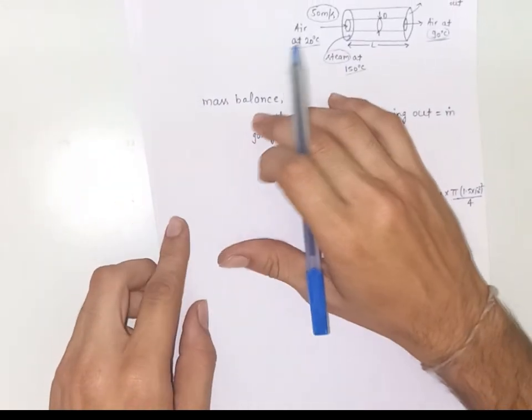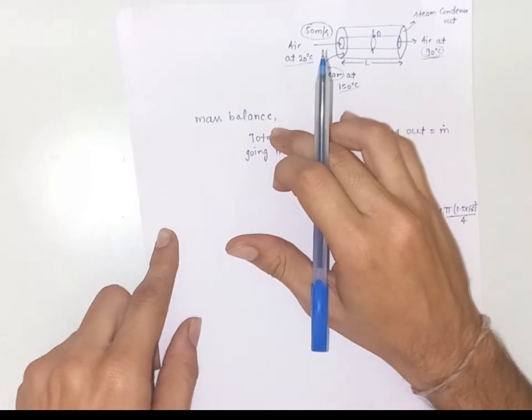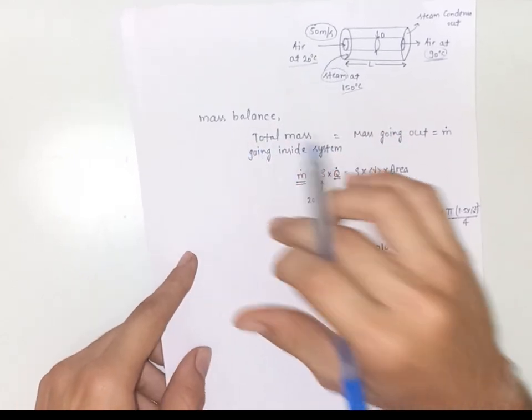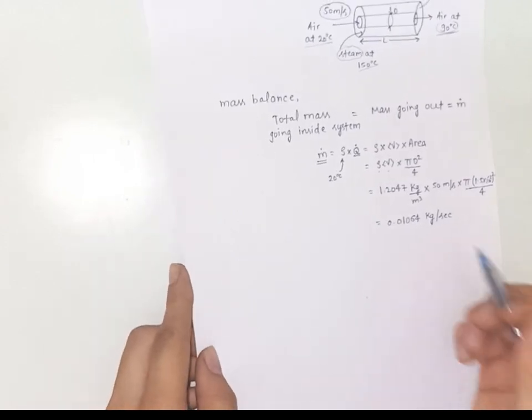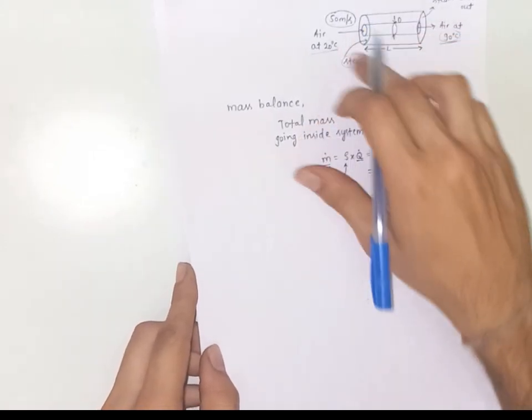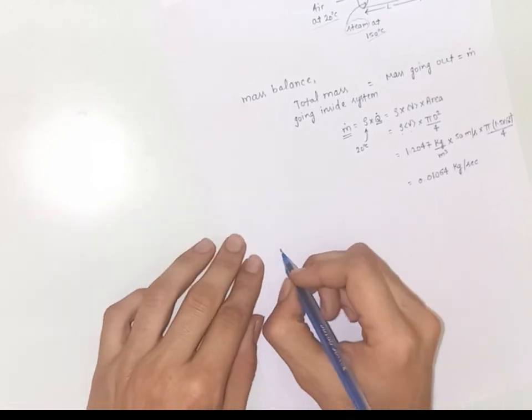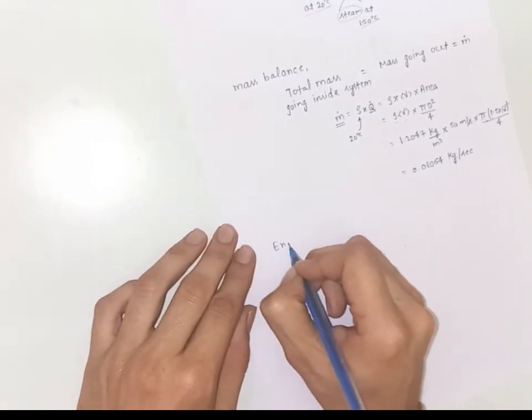Now this is about the mass balance of the air. Now we are going to do the energy balance of the air, to find some known parameters and some correlations to find the length of that heat exchanger. So now we'll go for the energy balance.